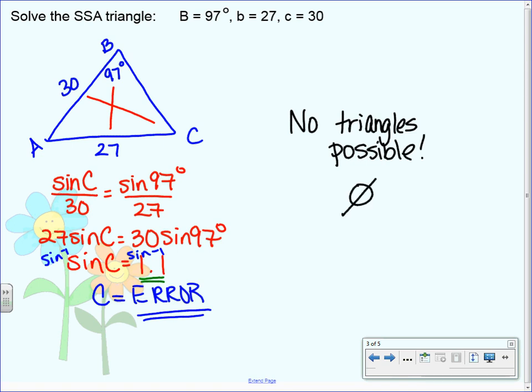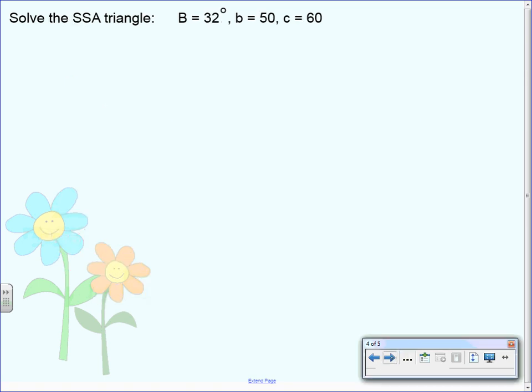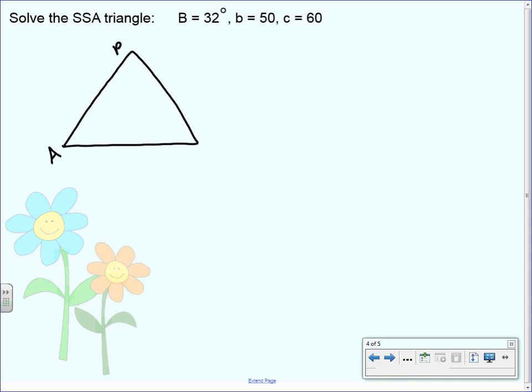Okay. All right, we're going to do one more example in this video. Same sort of situation here. Solve the side-side-angle triangle. Draw a rough sketch here of just positions of things. A, B, C. Angle B, 32. Side b is across from it, 50. Side c across from angle C, 60.